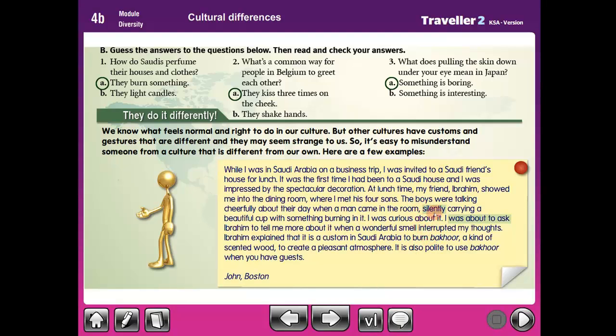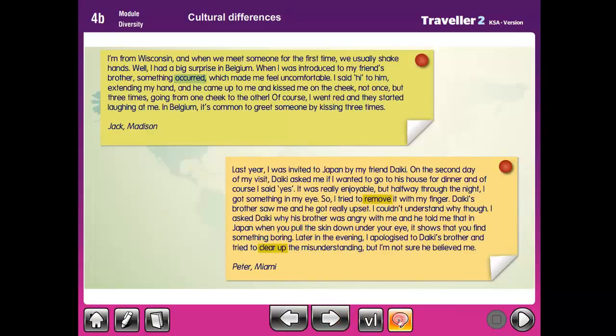Okay, my dear students. New vocabulary. What's the meaning of silently? Silently means without speaking. Was about to means was ready to. Okay, we will continue. Listen carefully.